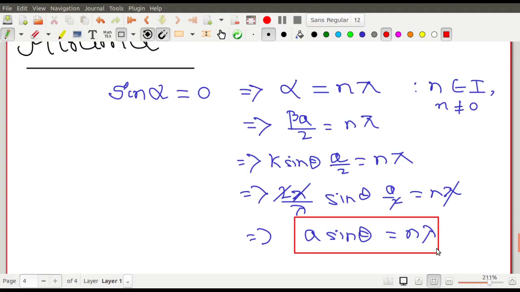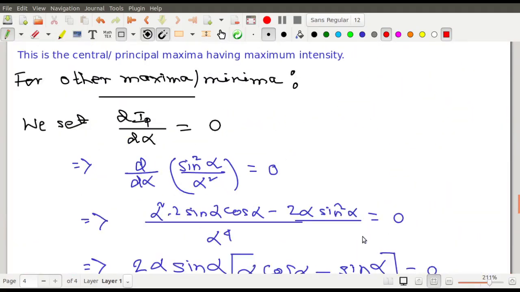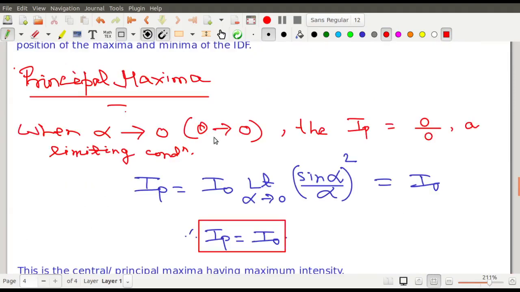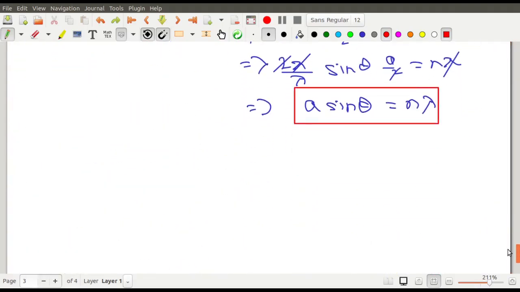Fine, fantastic, you get a condition. Now you see that if you put n equals 0, these a and lambda are not 0. Lambda, wavelength, is the slit width. So if you put n equals 0, sin theta becomes 0. But theta equals 0 is already the principal maxima. So that is why you cannot take n equals 0. You have to choose something other than 0, right? So these are the conditions of your minima points.